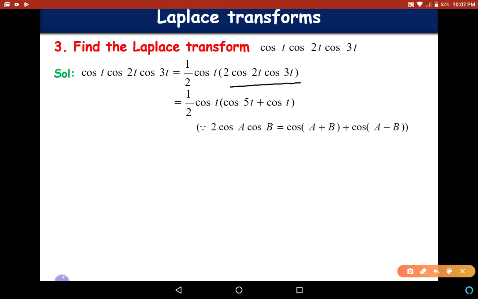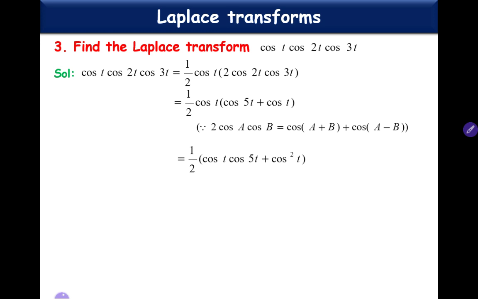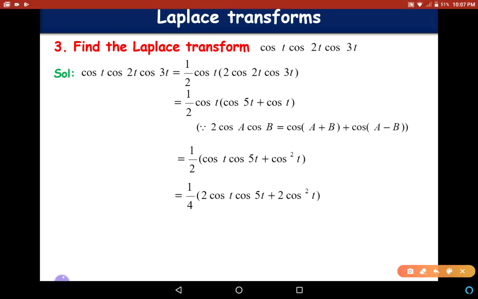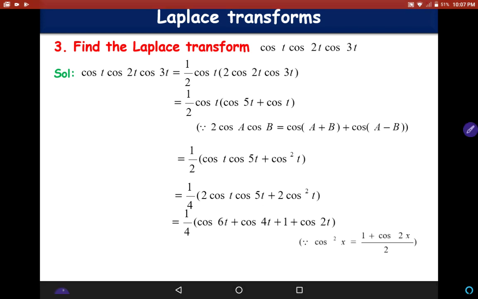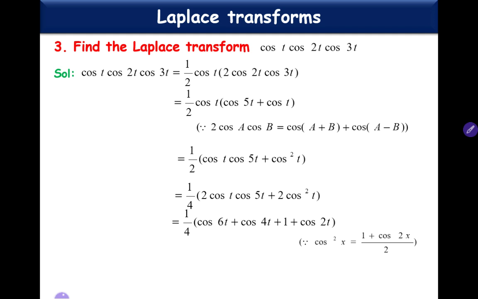Now if we multiply cos t with cos 5t and cos t with cos t, we get 1 by 2 times cos t into cos 5t plus cos square t. Now let us again multiply and divide with 2, so that we get 1 by 4 times 2 cos t cos 5t plus 2 cos square t. Now for 2 cos t cos 5t, we again apply this formula, and for 2 cos square t, we apply the formula cos square x is equal to 1 plus cos 2x by 2.